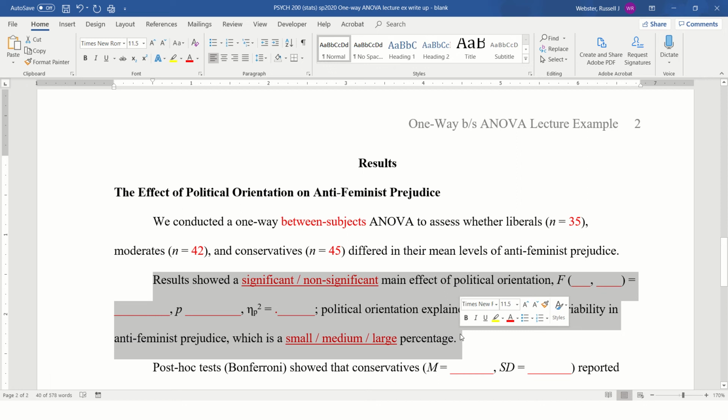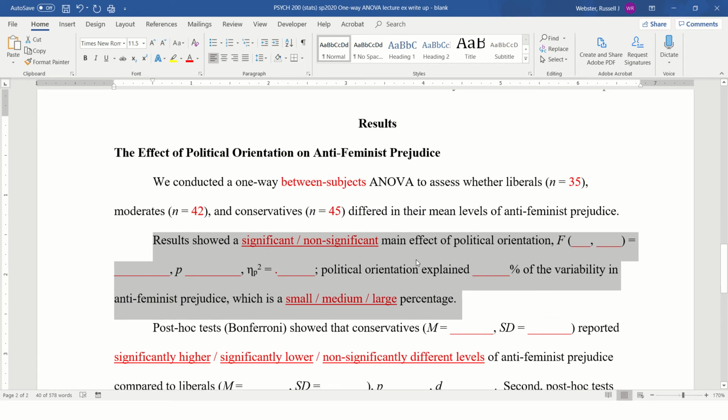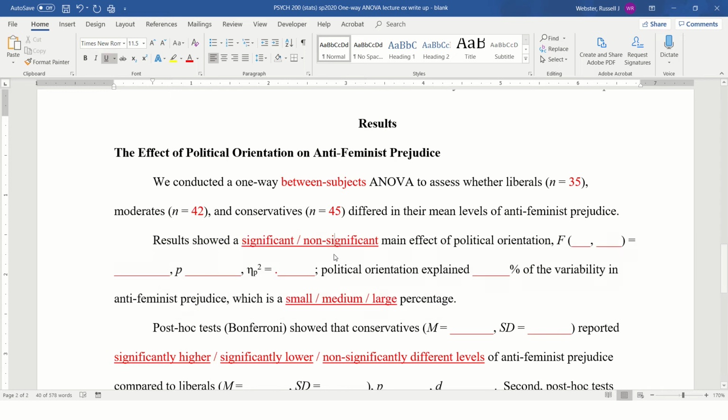So move on to paragraph 2 here, where we're going to provide the F stats. Right, so all the information that is going to be in this paragraph we'll source from the ANOVA table from video 4. We'll skip the first choice here, about whether results showed a significant or non-significant main effect of political orientation. We'll focus on filling out the F stats here first.